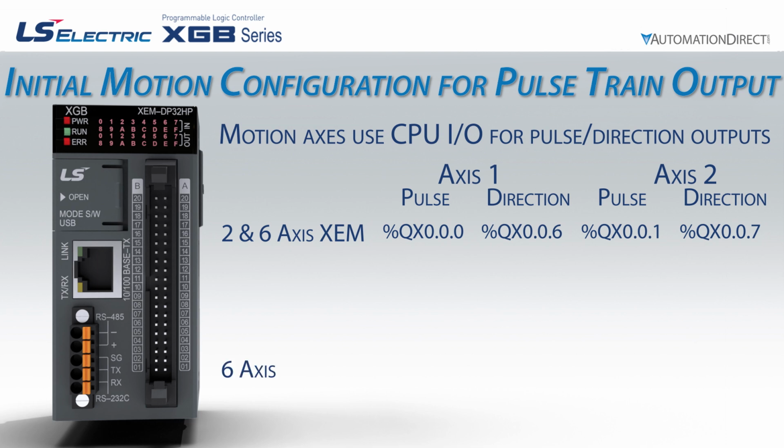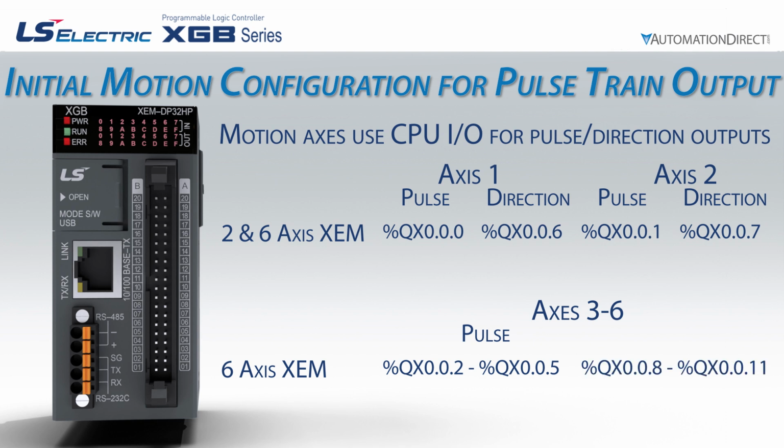If we are using the 6-axis HP variant, axes 3 through 6 will use the %QX0.0.2 through 5 for pulse, and the %QX0.0.8 through 11 for direction. Avoid using these outputs in the XG5000 project if the axis they are assigned to is going to be enabled and used for motion.